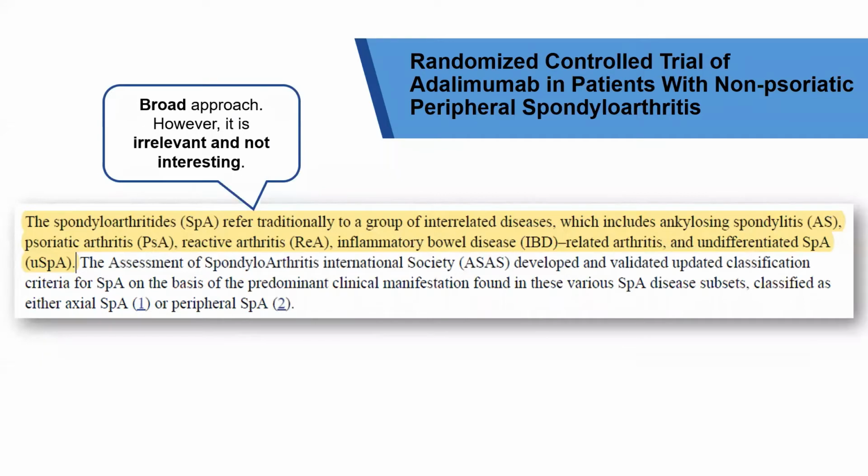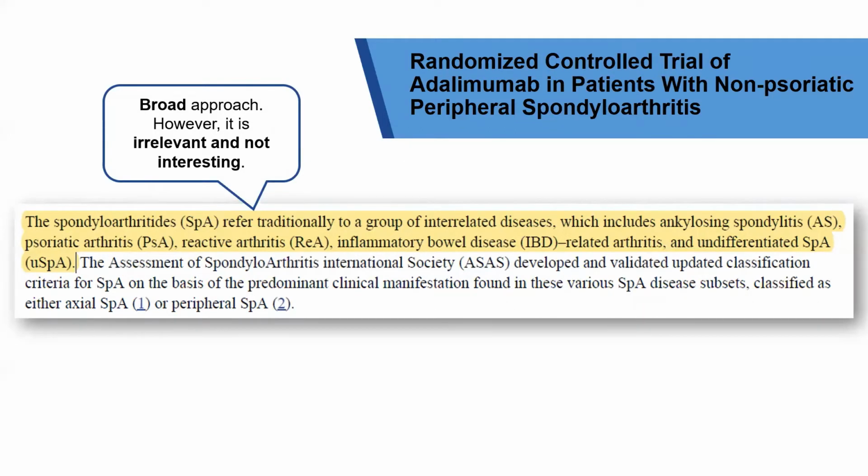However, if you look at this introduction, you will find that it's quite irrelevant to the topic. So what's the topic? What's the title? The topic is randomized controlled trial of Adalimumab in patients with non-psoriatic peripheral spondyloarthritis. So it's an RCT, the treatment is Adalimumab, and the patients are non-psoriatic peripheral spondyloarthritis patients.